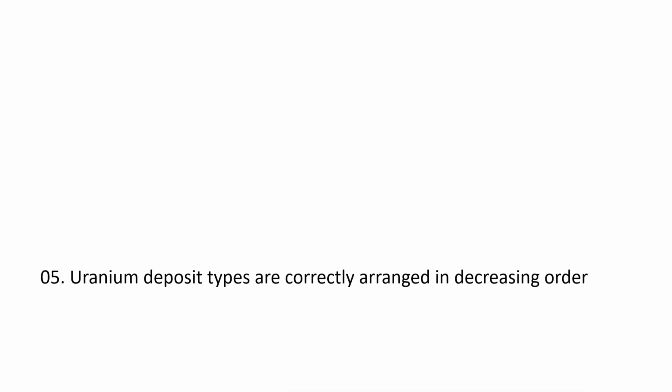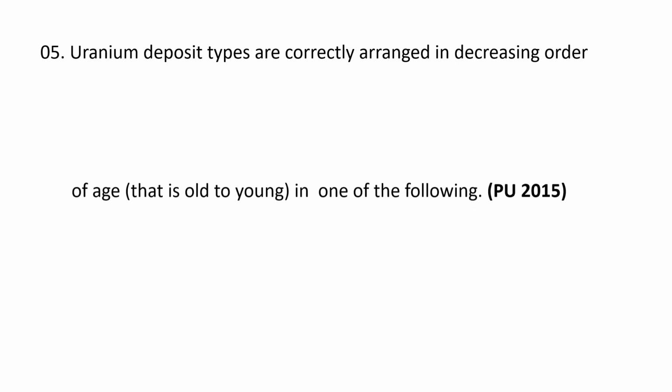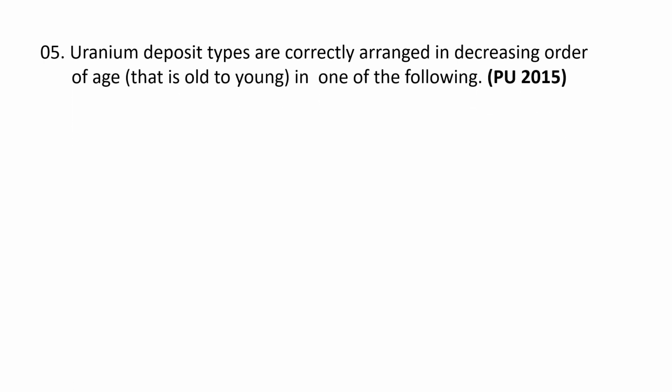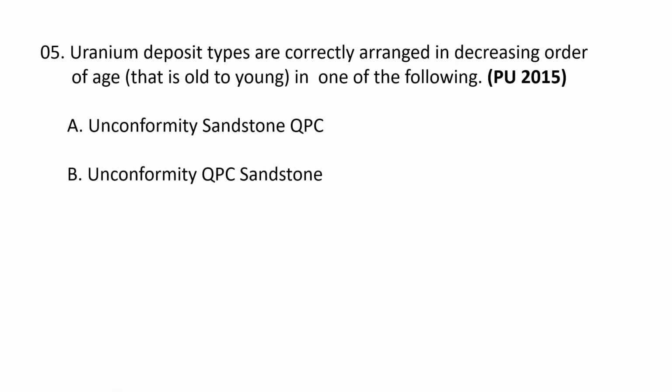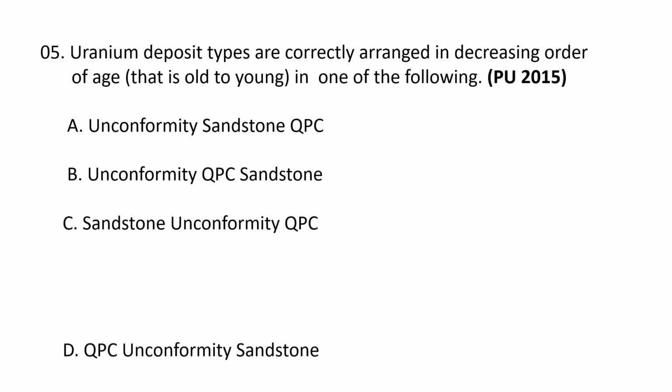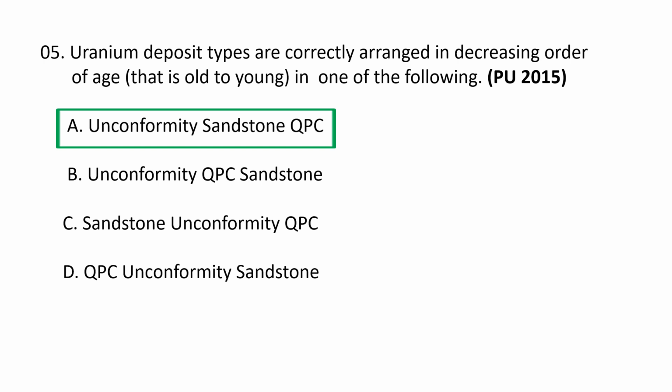Next question. Uranium deposit types are correctly arranged in decreasing order of the age, that is old to young, in one of the following. A. Unconformity, sandstone and quartz pebble conglomerate. B. Unconformity, quartz pebble conglomerate and sandstone. C. Sandstone, unconformity, quartz pebble conglomerate. And D. Quartz pebble conglomerate, unconformity and sandstone. So the correct option is A, that is unconformity, sandstone, quartz pebble conglomerate.